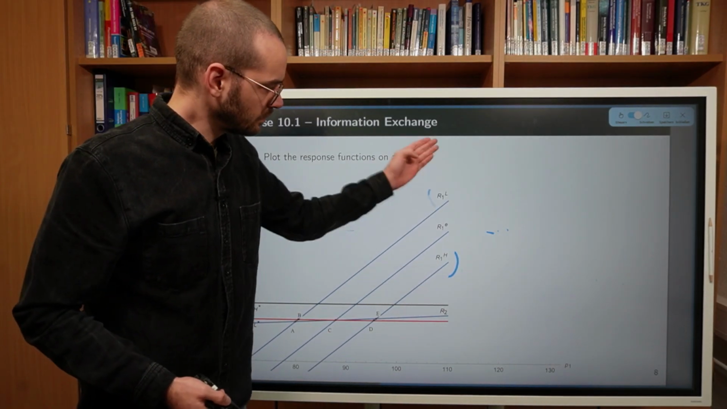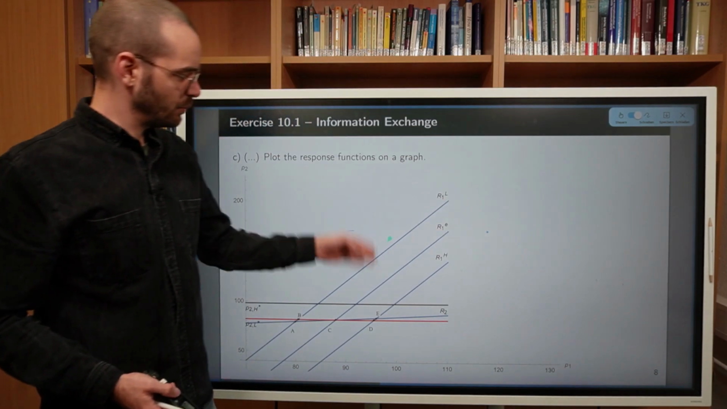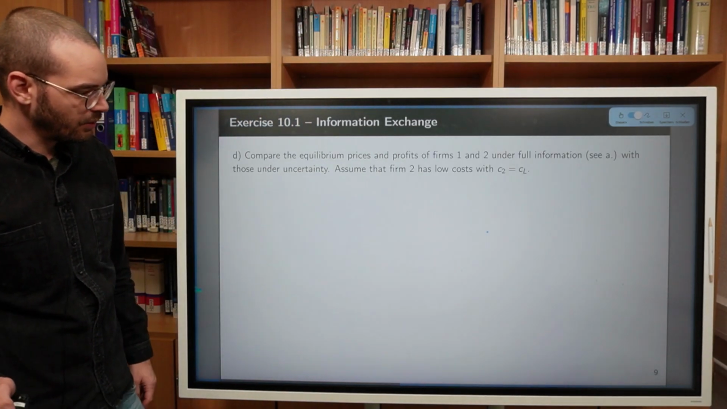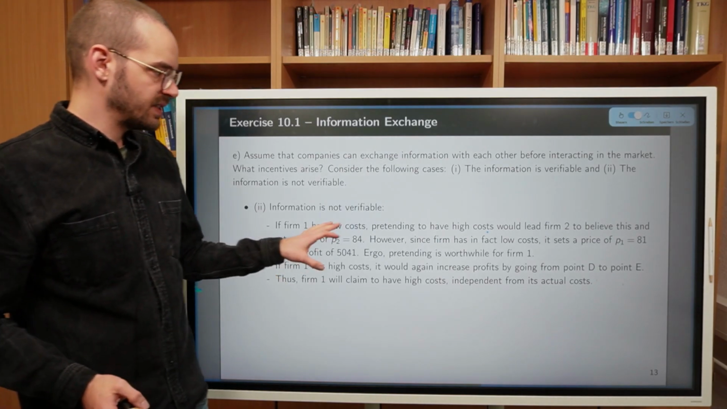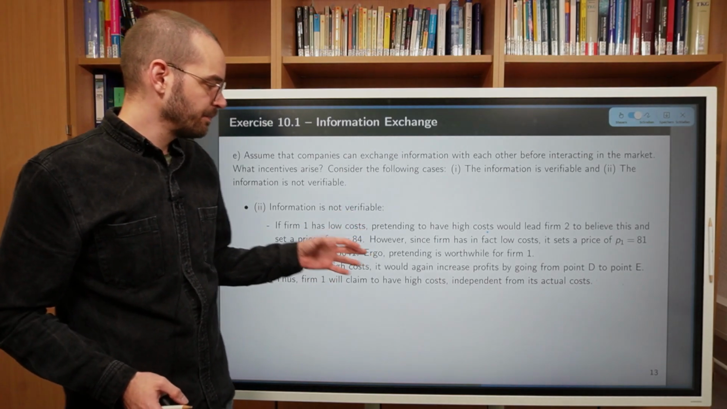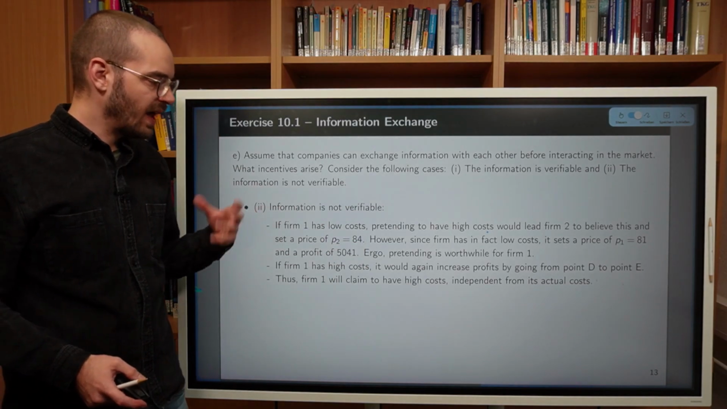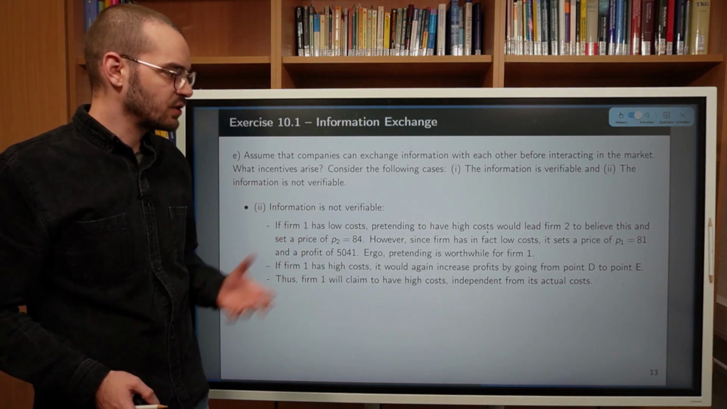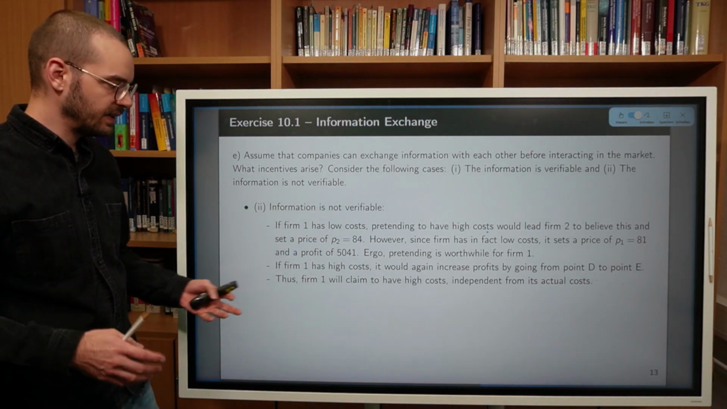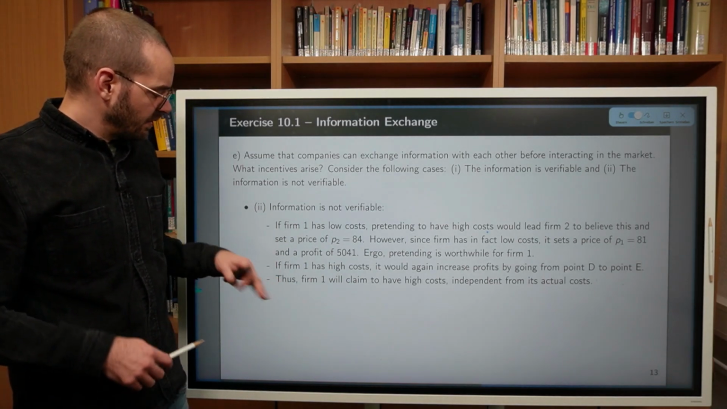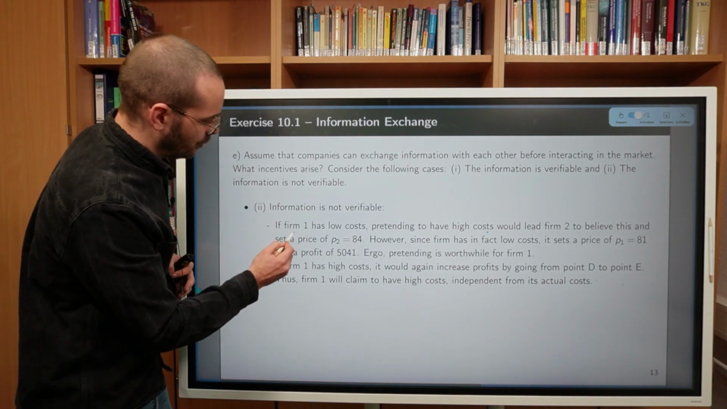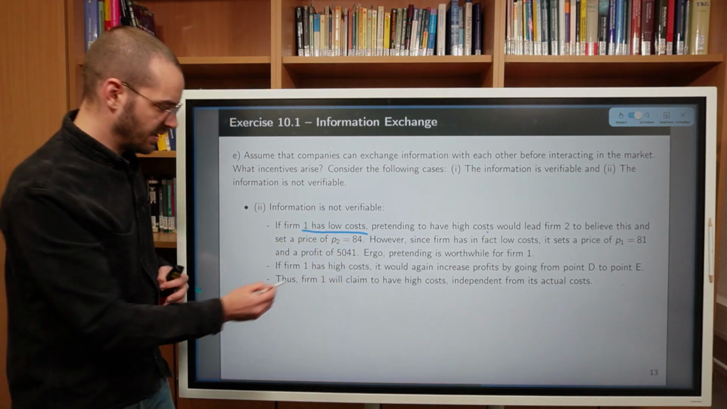Okay? And now if we analyze this, what are the actual prices of the firms if they lie? Yeah, this is what we see. So pretending to have a low price is actually worthwhile for firm 1. It is profit increasing. Right. This is one of the two possible scenarios of the world.